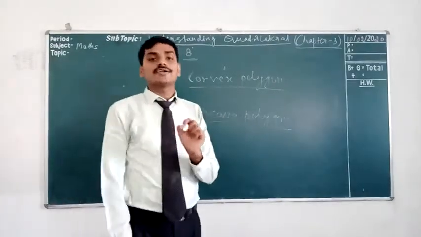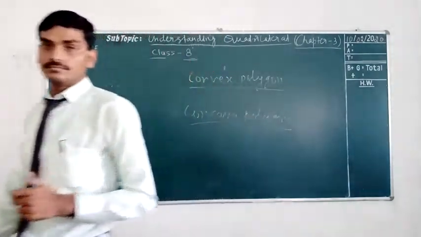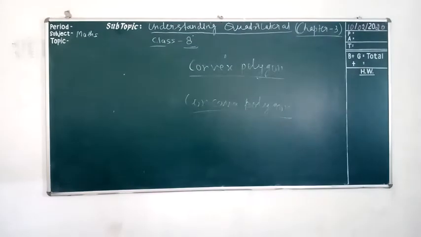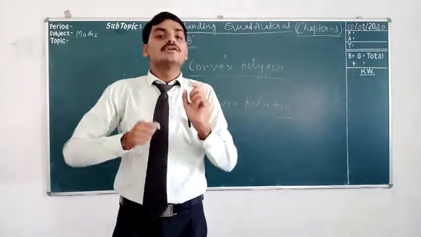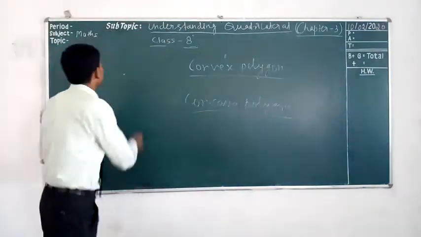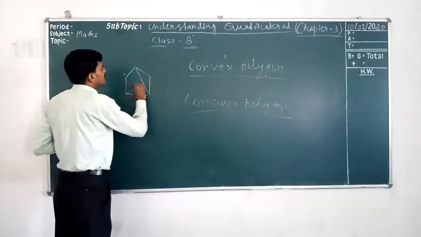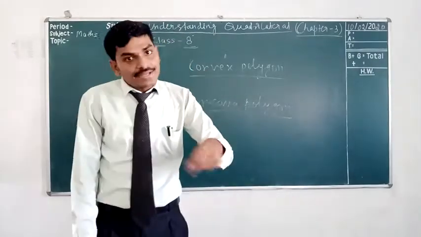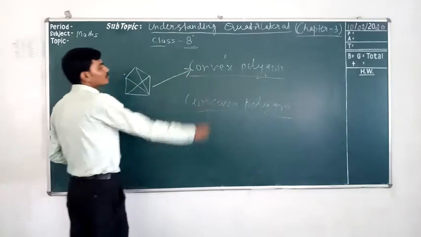If all the diagonals are present interior to the polygon, then we say this is a convex polygon. For example, if this is a pentagon, here is one diagonal, here is the second, here is the third, and all three diagonals are interior to the pentagon, then this is known as a convex polygon.